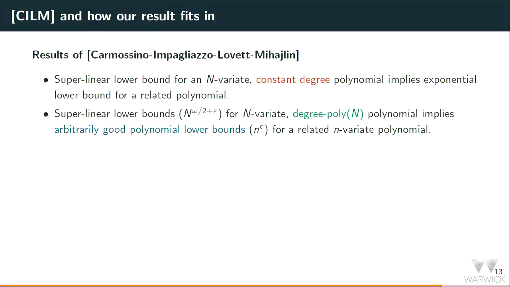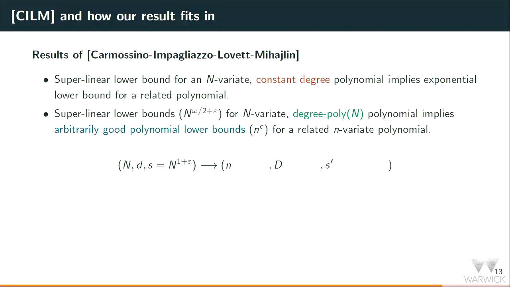Now they also actually have a different result which says that superlinear lower bounds, of the type n to the omega by 2 plus epsilon, for n-variate degree poly n polynomials would imply arbitrarily good polynomial lower bounds. Okay, so now here it seems like we have superlinear lower bounds and it is for a degree n polynomial, so it should kick in to give this. And it actually does, but the point is that it's a bit subtle, so let's just go over what exactly this result gives.